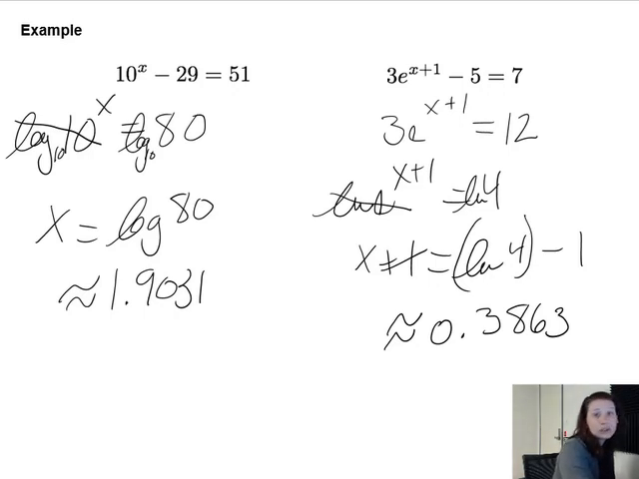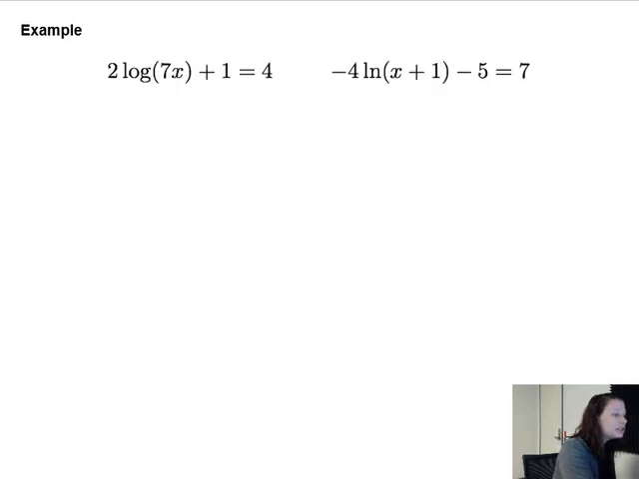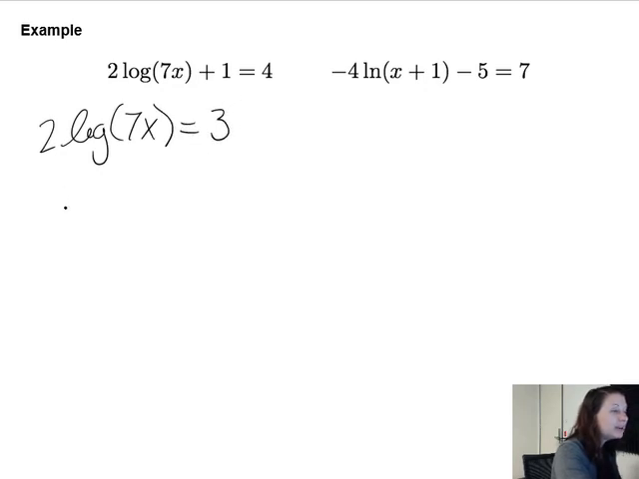Okay, so that's some basic ones. These are both starting exponentially, and we have to use a log. Let's start out with logs now and have to use exponentials probably. Again, get the term on its own, so that means get the log on its own. We want to subtract the 1. So we have 2 log of 7x is equal to 3. Divide by 2. So we have log of 7x is equal to 3/2.